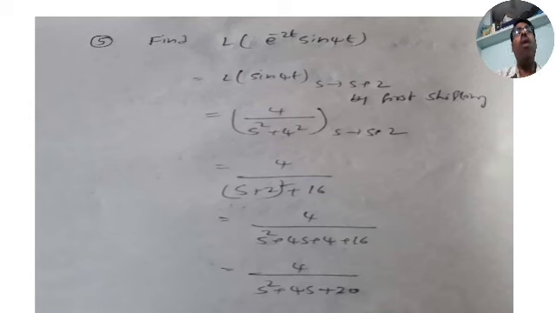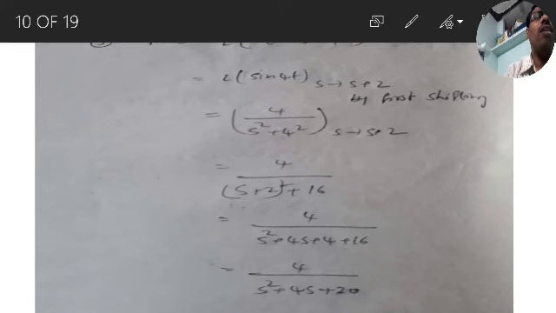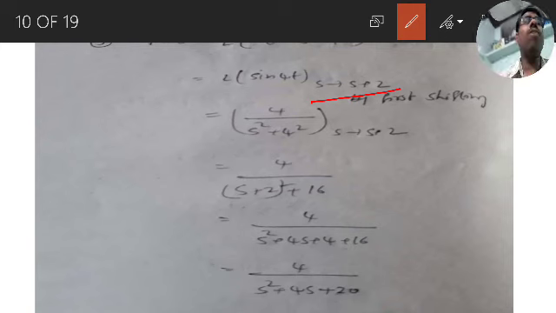So next problem, now the same kind of problem. Find L of e power of minus 2t into sin 4t. Again, a product of two functions. Among them one is exponential, first or second, one function should be exponential so that we can apply the first shifting theorem. So that is L of sin 4t where s is replaced by s plus 2 by the first shifting theorem.